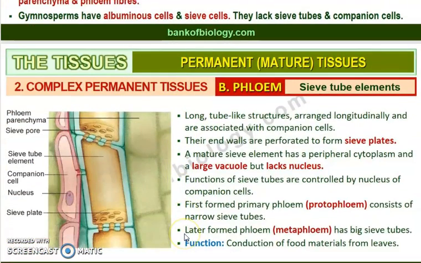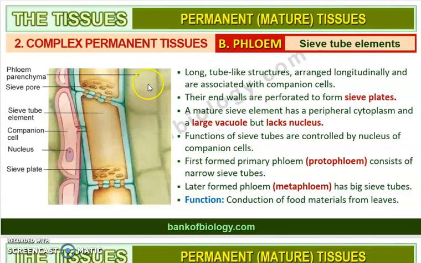Now coming to the first one, which is the sieve tube elements. So what are the sieve tube elements? You can see it here. This is the sieve tube elements. The part which you see here is the sieve tube elements, right? This one. I hope you are able to see it, right? So this is the sieve tube elements.